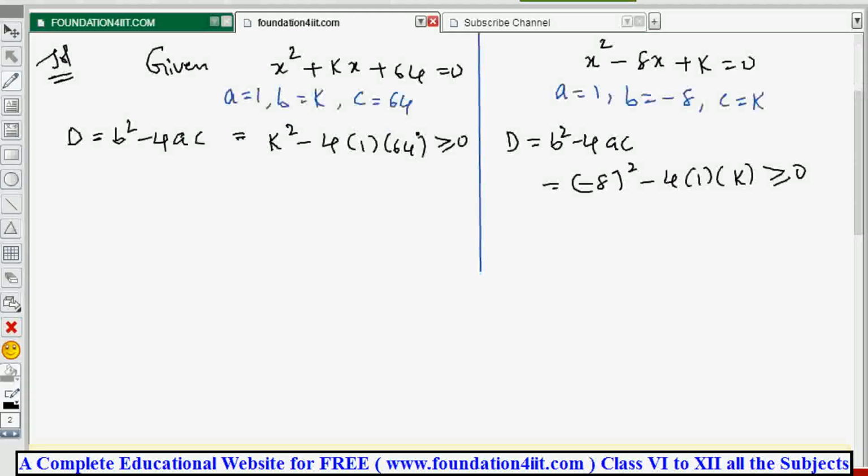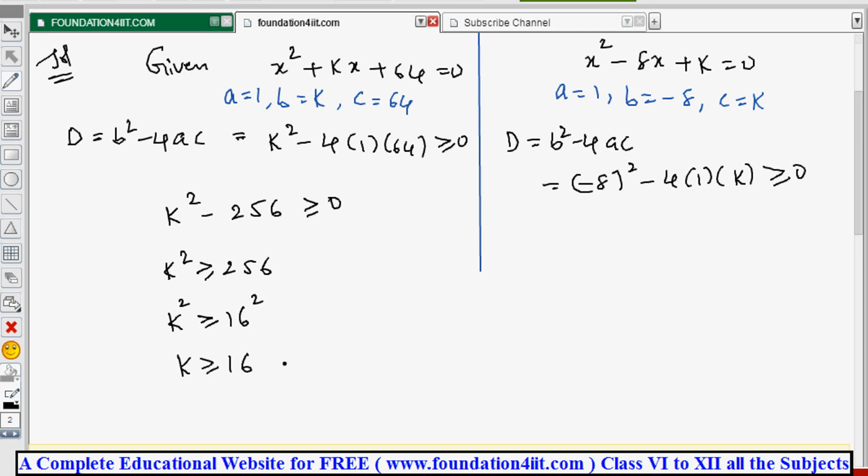So we know the three conditions. These two we will simplify first. So k square minus 64 into 4, that is 256, is greater than or equal to 0, and k square is greater than or equal to 256. Applying square root on both sides, 256 is 16 square, therefore k is greater than or equal to 16. Now this one: minus 8 whole square is 64, minus 4k greater than or equal to 0.